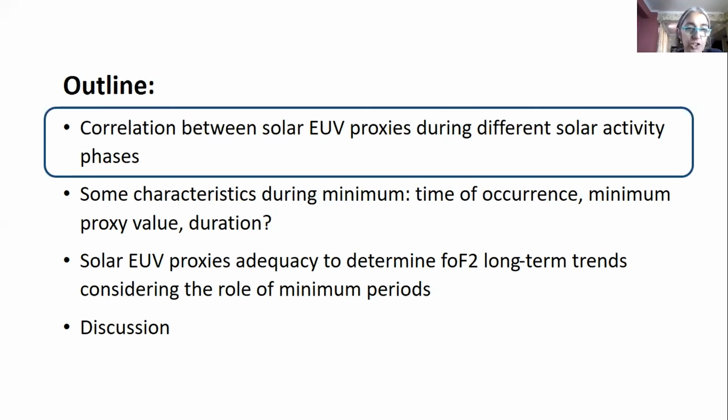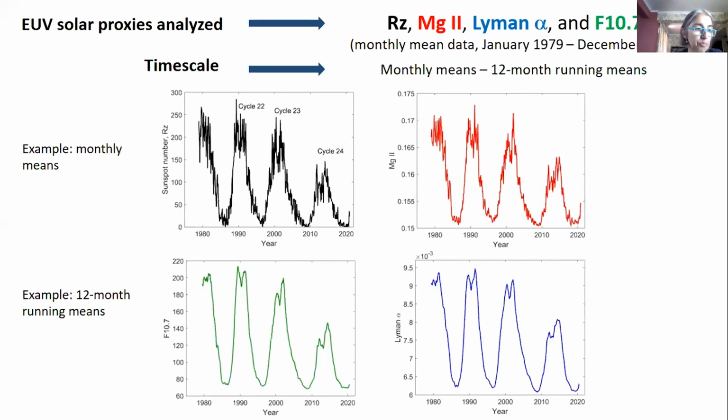Well, we begin with a correlation between solar UV proxies. We analyze 4 proxies: sunspot number, magnesium 2 core to wing ratio, Lyman alpha flux, and F10.7. We will consider monthly mean data. As an example here, I show sunspot number and magnesium 2. And also 12-month running mean, that is the low-pass filter version, where intra-annual variability is filtered out, shown as an example here for F10.7 and Lyman alpha. The analyzed period covers January 1979 to December 2020, so we have 4 minimum periods to compare.